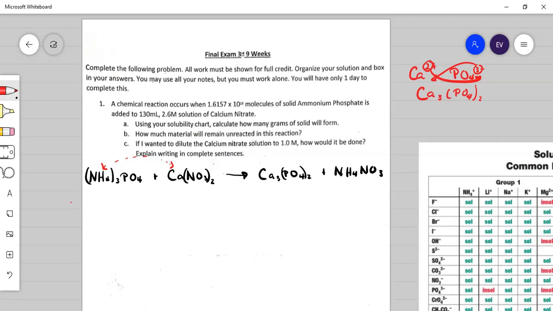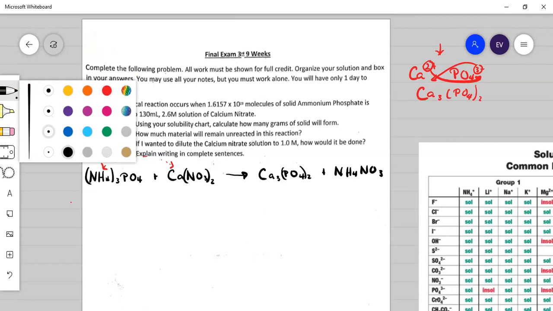This is not anything new, so you guys should know how to do this by now. Remember that the subscripts in the reactants do not carry over to the products. You have to do this process all over again, just like you did in the reactants. So let's go ahead and balance this.